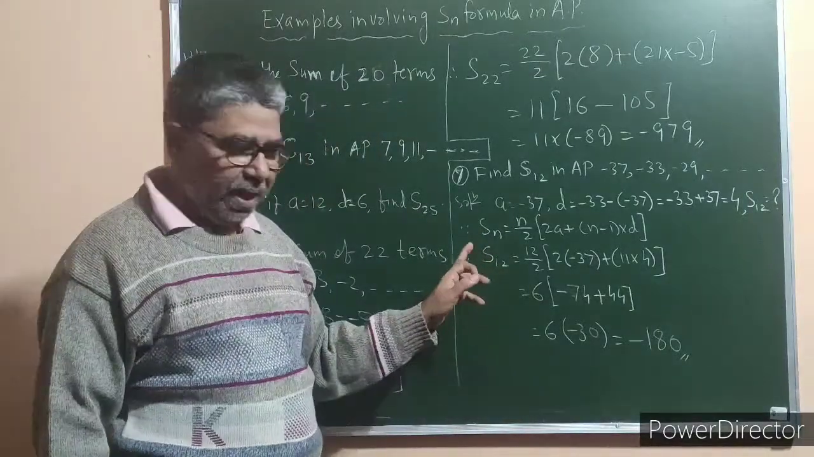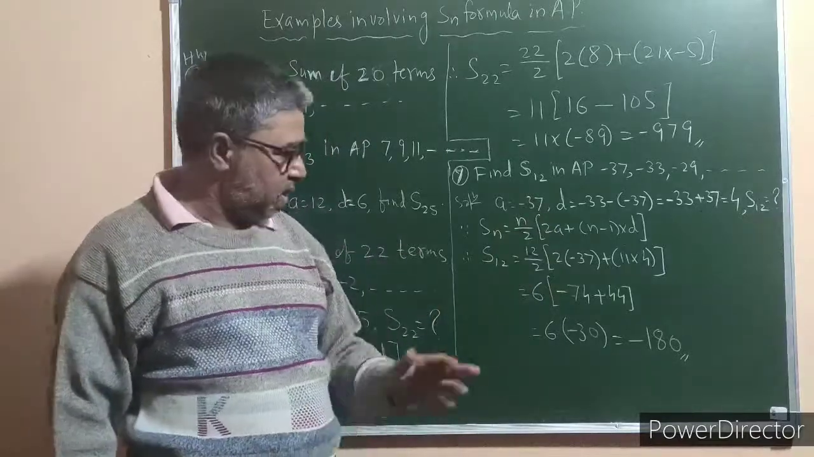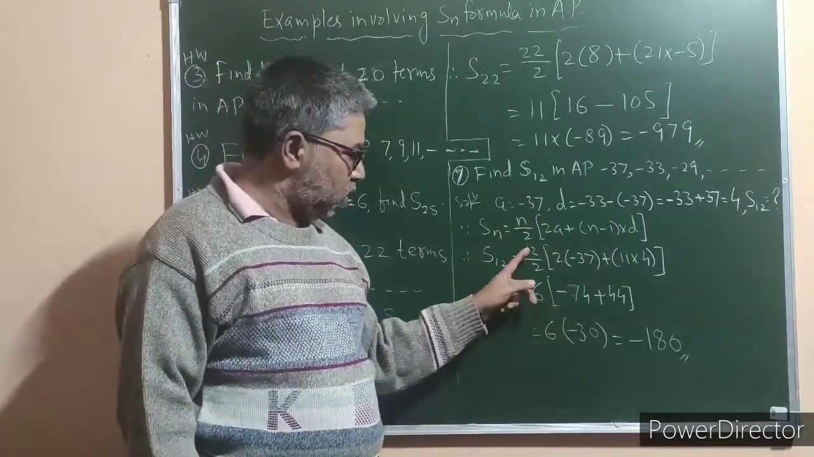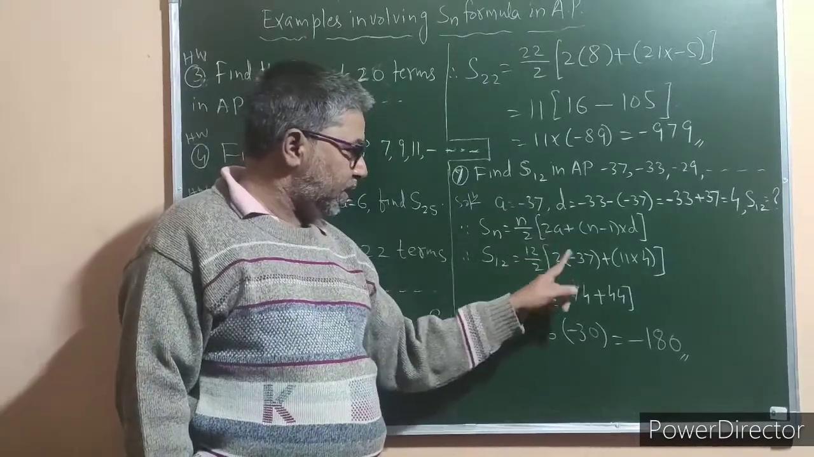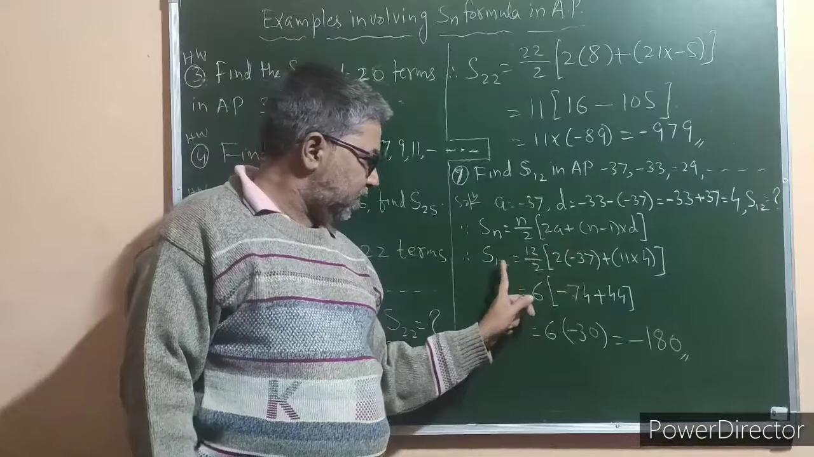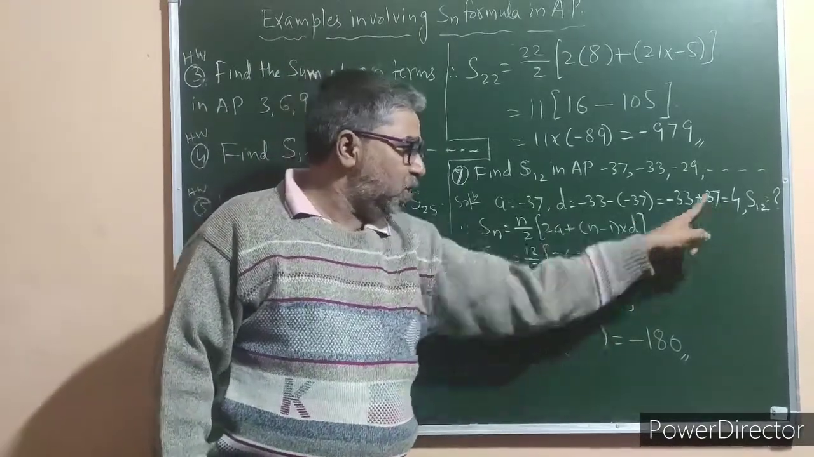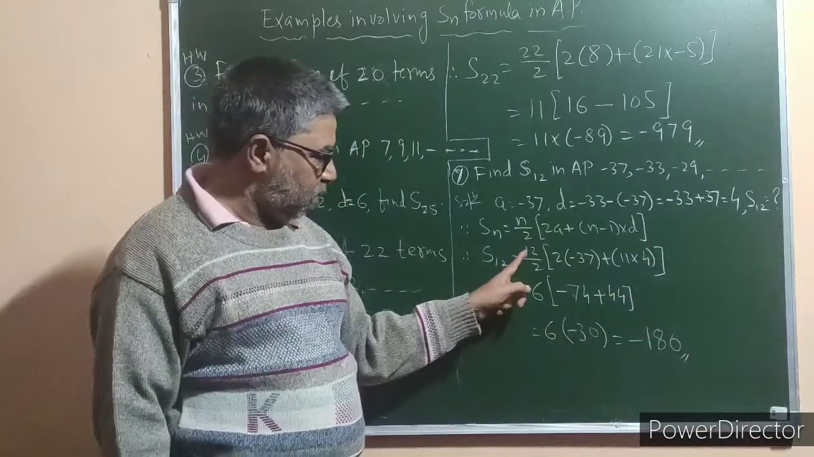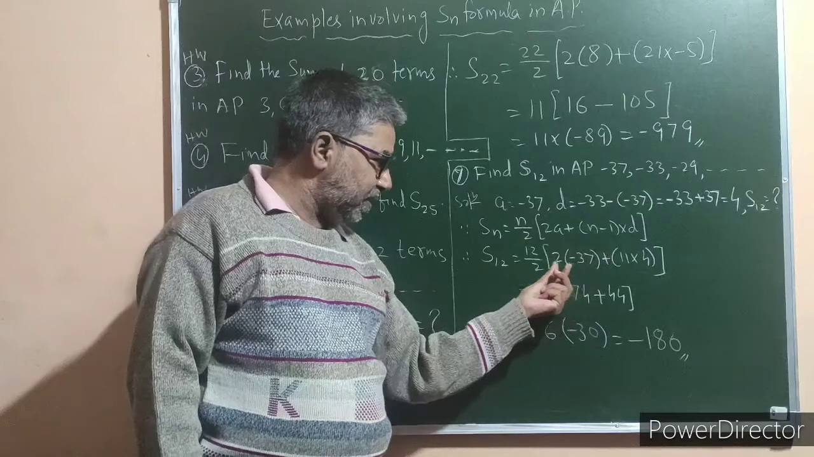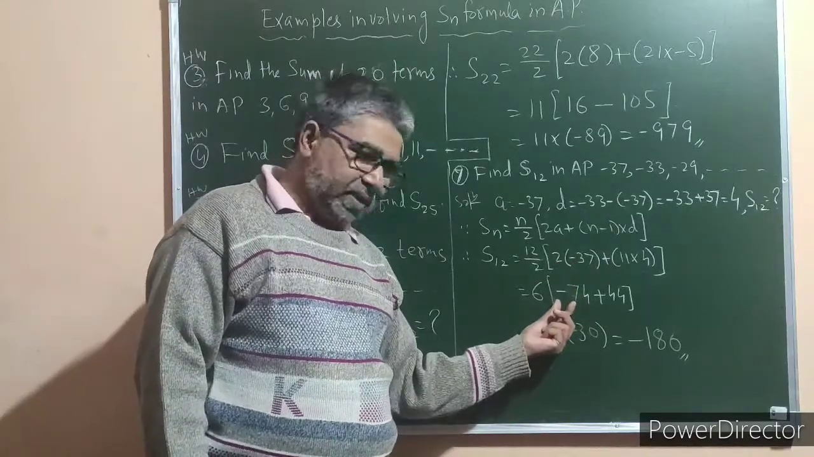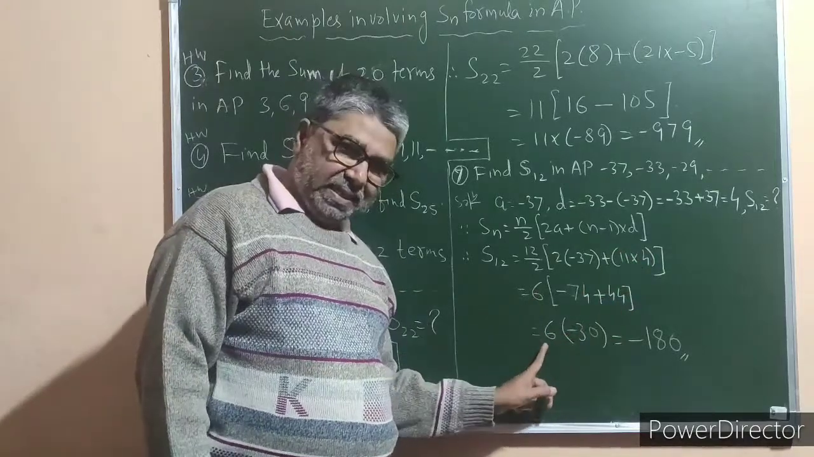Same formula we are applying: Sn is equal to n upon 2 into bracket 2a plus n minus 1 into d. Substitution of the values: 12 upon 2 into bracket 2 multiplied by a, which is minus 37, plus 12 minus 1, which is 11, multiplied by the value of d, which is 4. Then the next step: 12's half will be 6 into bracket 2 37s will be minus 74, then plus 11 4s are 44, 6 as it is.